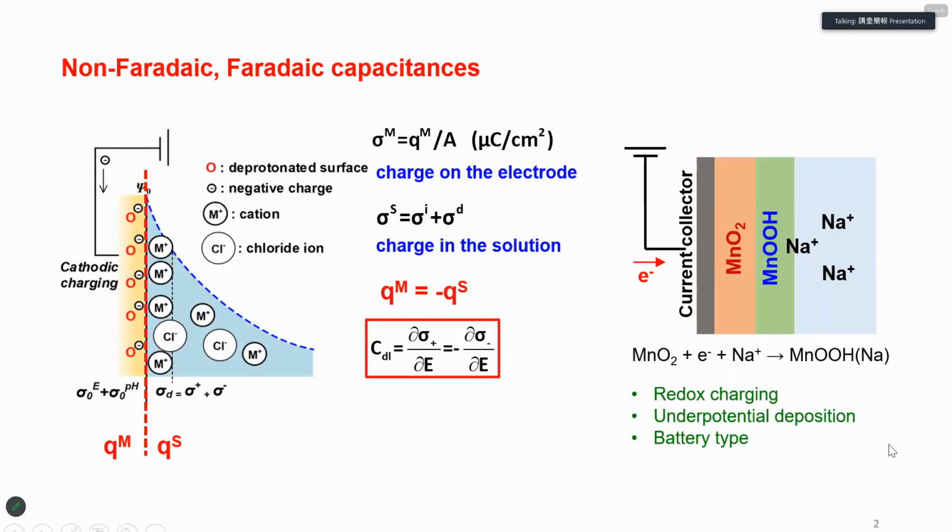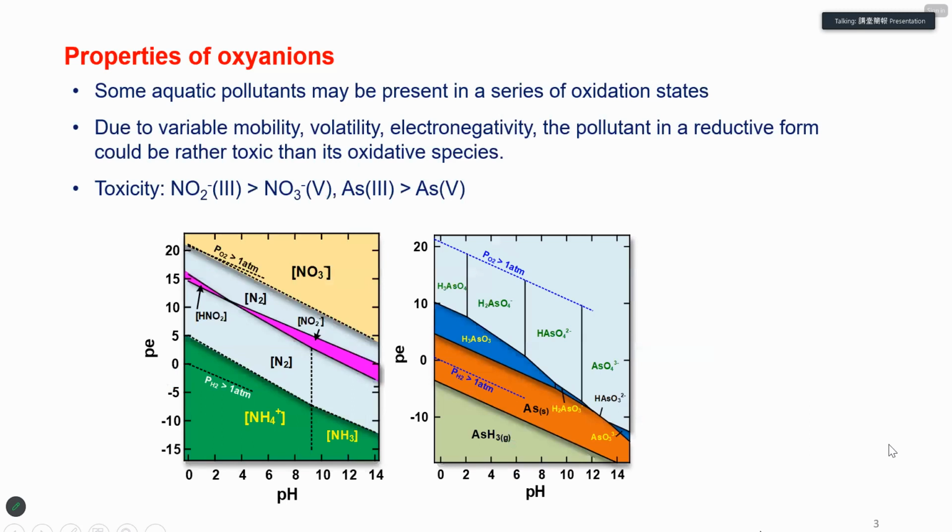Okay, so I might skip the part on the mechanism of CDI because the professor has thoroughly introduced the mechanism of electroabsorption through the CDI and double layer capacitance and pseudo capacitance. We know that. So for the pollutants, actually in the environment, some chemicals, some pollutants may be in different chemical states. They will lead to different mobility, volatility, electron activity, and even the chemicals in reduced form, like the nitrite or arsenic in this work, will be more toxic than the oxidative species.